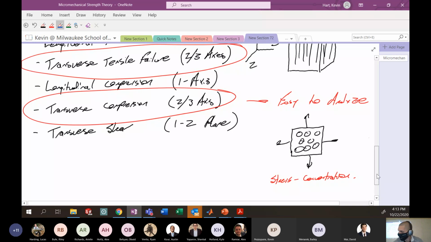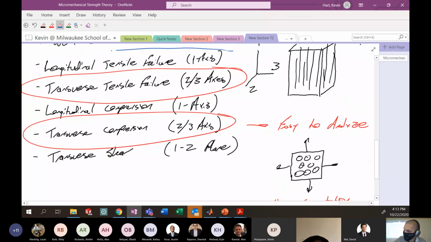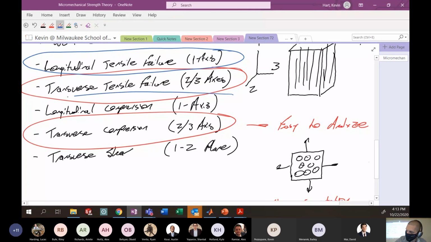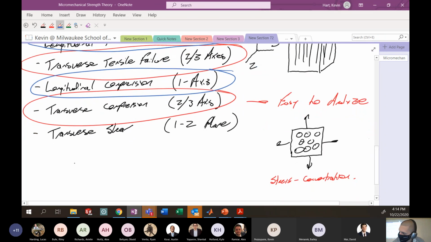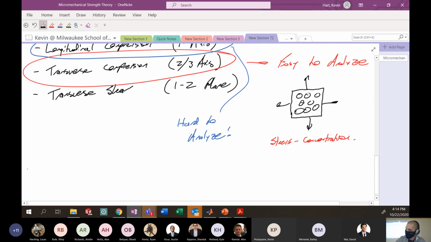The two that are really hard: longitudinal tension, longitudinal compression. Those are really hard, and we'll get into why that is momentarily. Transverse shear, medium difficulty. Okay. All right, so let's get into it.